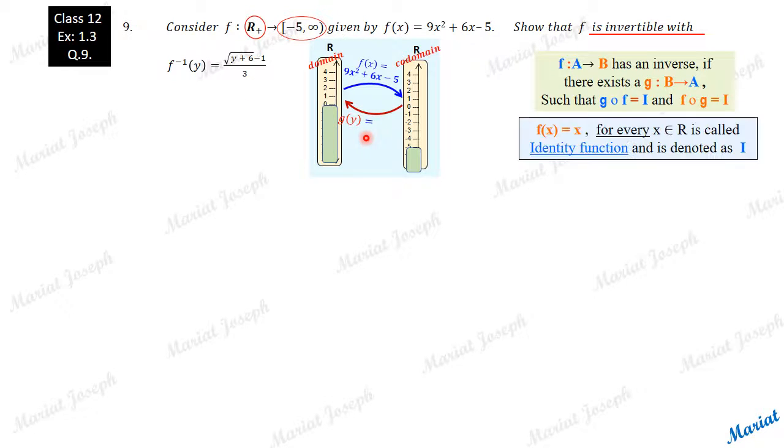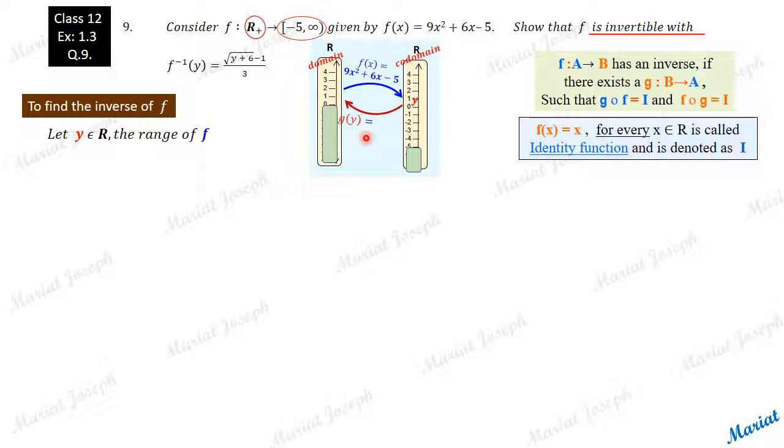How? Here it goes. Let there be a y in the codomain. And how do we get its x back? That is our target. So let y belong to the range of f. y is one element from here. If possible, let's write this y as 9x square plus 6x minus 5 using some x. We do not know what x it is. Can we get the x whose image is this y? Can we get that x whose 9x square plus 6x minus 5 came to be equal to y? Let us see whether we are able to solve for x and get this x.